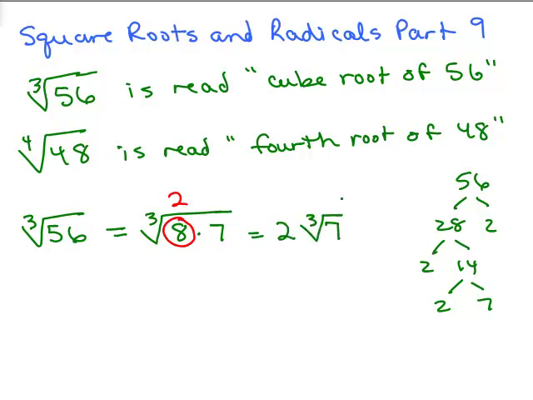Now a lot of people forget to put that little 3 in there, which means if you don't write the 3, then that means 2 times the square root of 7. So you have to be careful of these little details.